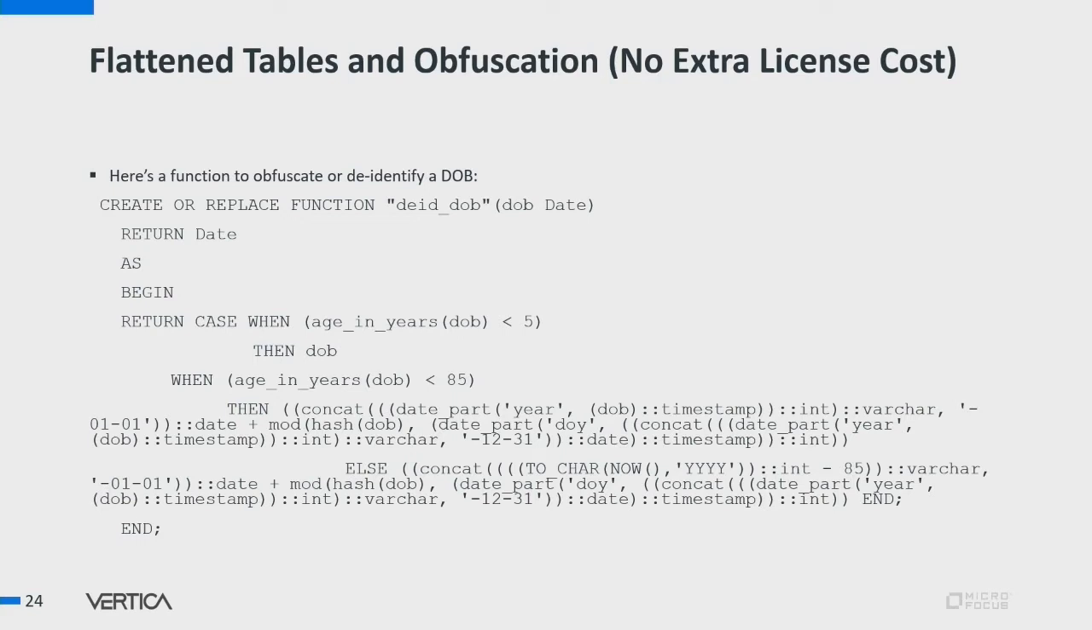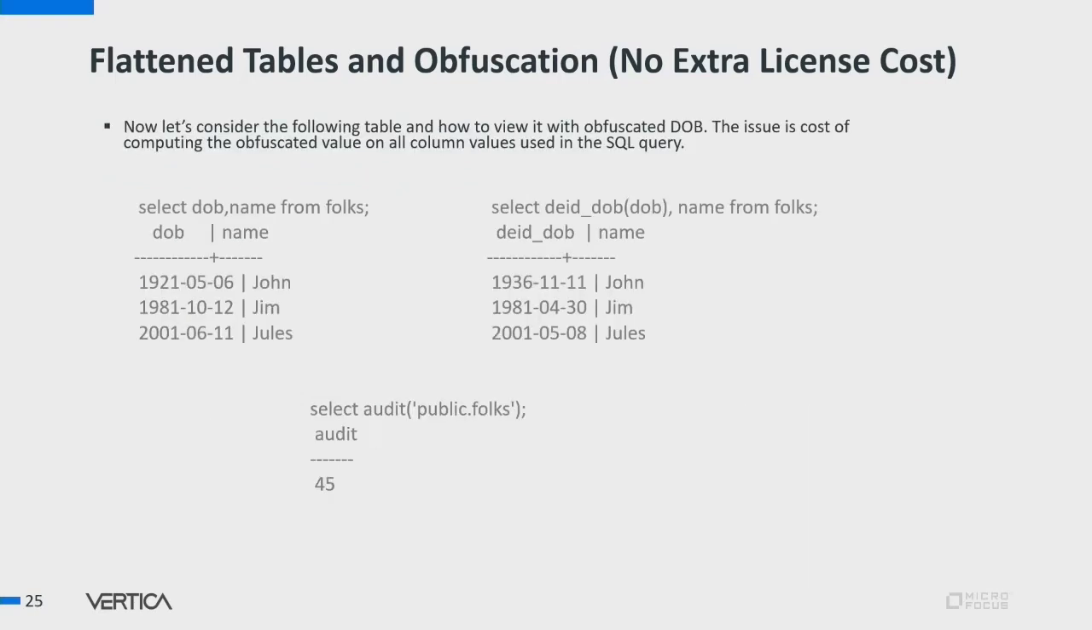Here is a function that will obfuscate or de-identify a date of birth. So essentially, it will mix up the date of birth so that it can't be traced to someone, and it's going to have a different formula based on the age of the person. Now, I created in this example a pretty simple table called folks that has 3 columns, a key, a date of birth, and a name, and you can see the content of that table.